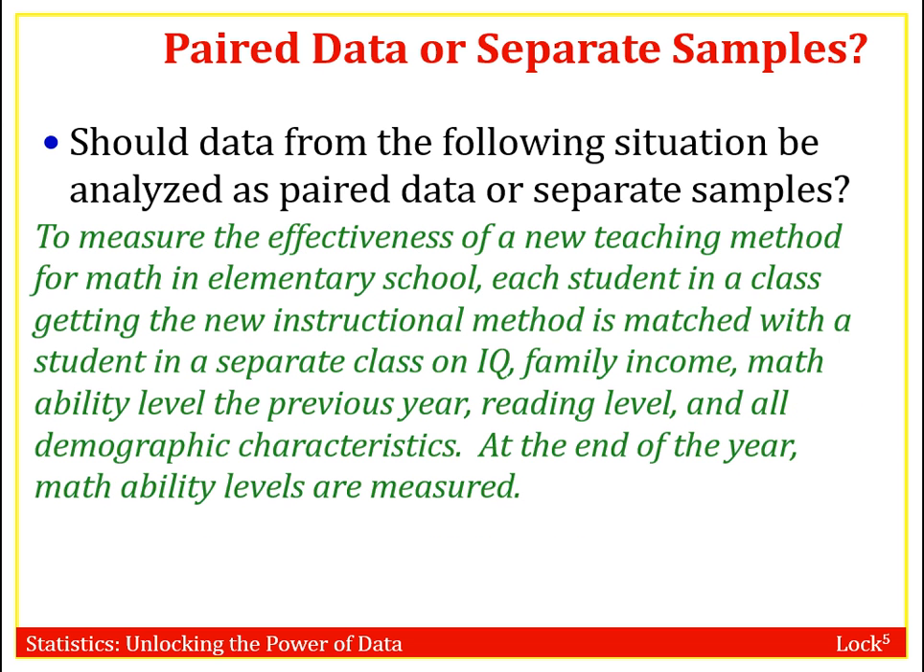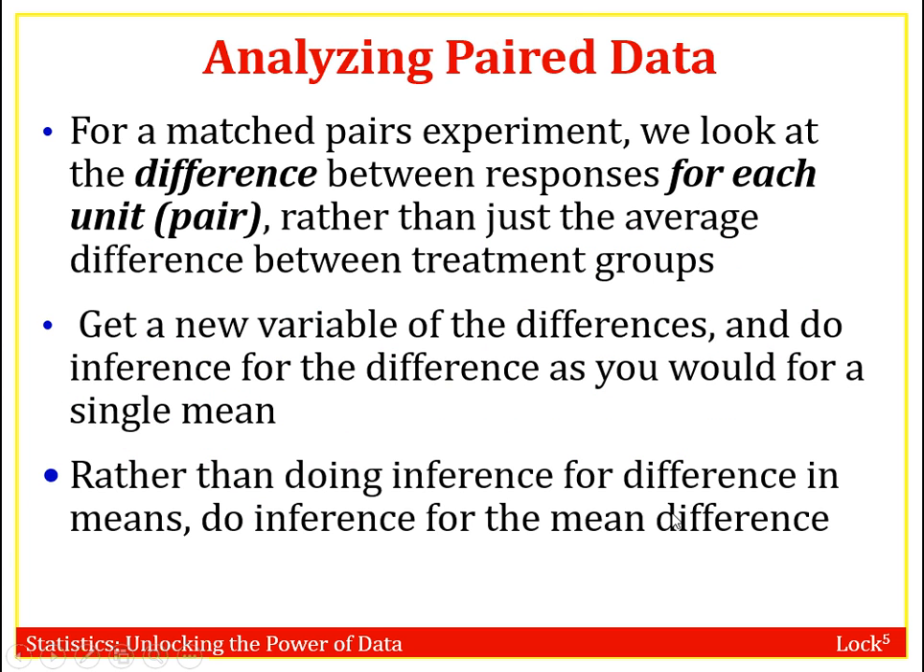What about this one here? Well, this one here is also paired data because when we're matching these students from one class to the other class, we're taking into account IQ, family income, math ability, reading ability, and all the demographic characteristics. So yes, they're different students, but they're matched up very similarly, so it's paired data.